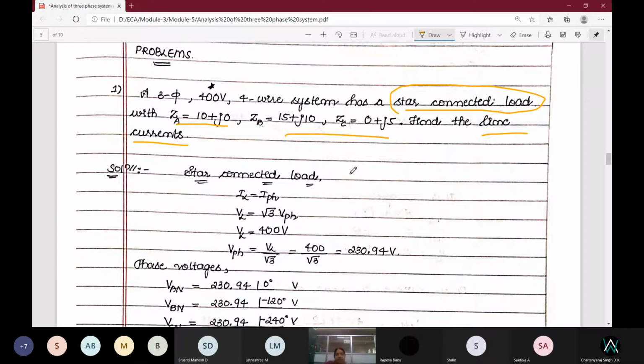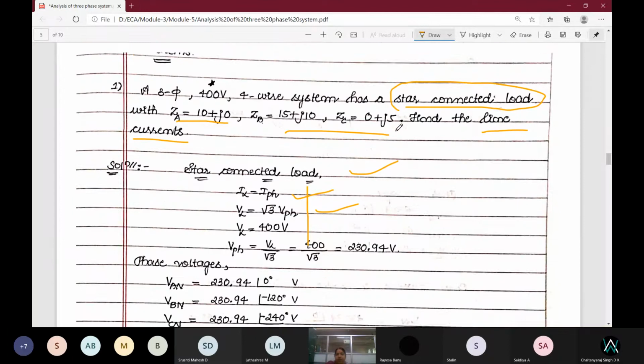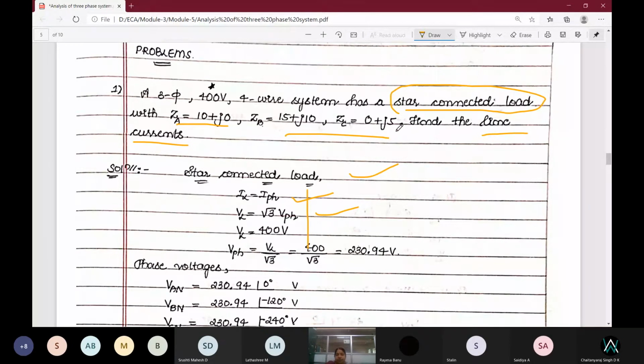Since it is a star-connected load, first just write down the formulas that are used. Line current is equal to phase current, and line voltage is equal to root 3 times phase voltage. How much is the line voltage they have given? They have given the line voltage as 400 volts. That 400 volts you have to write here. VL is 400 volts.